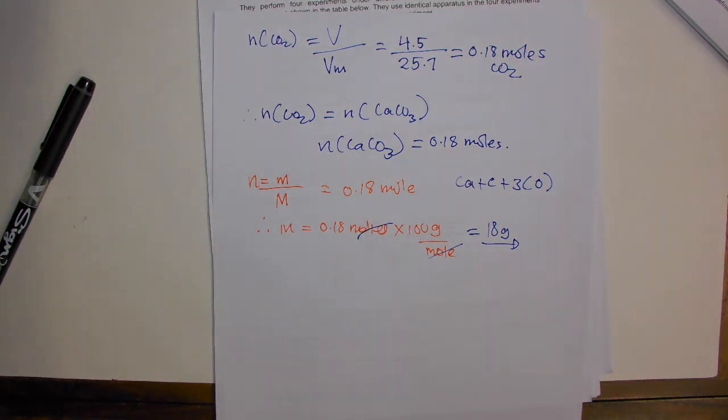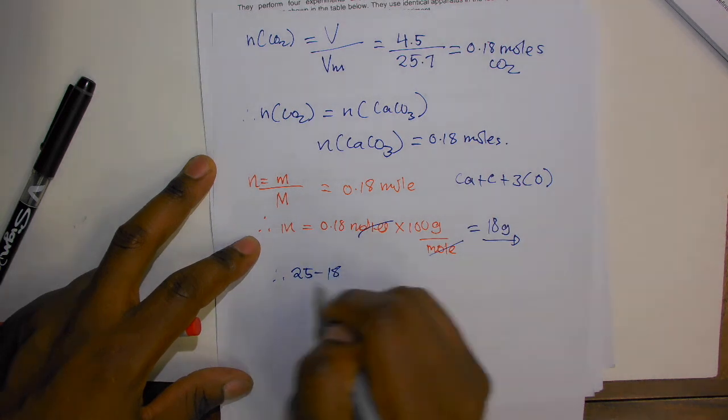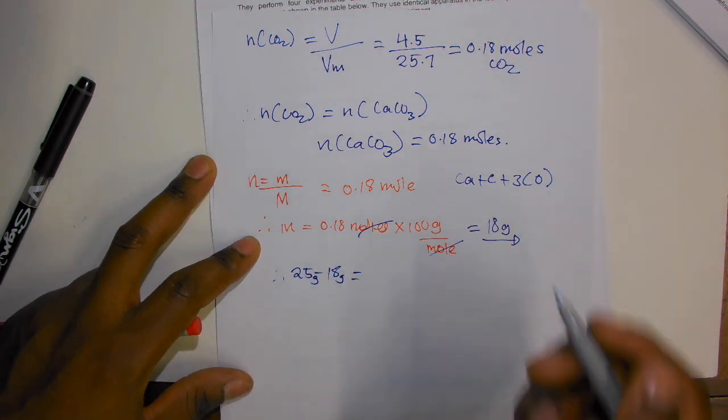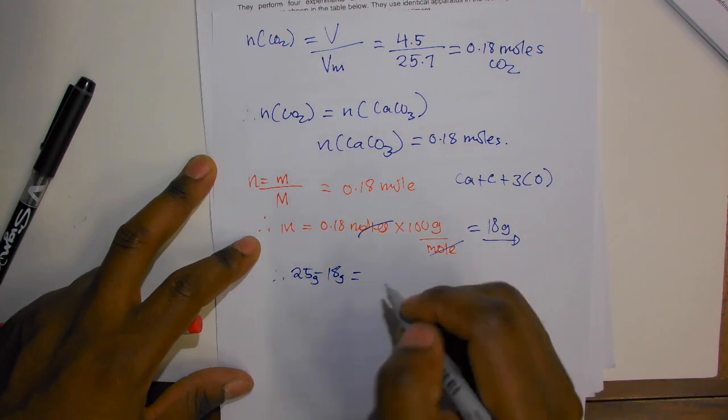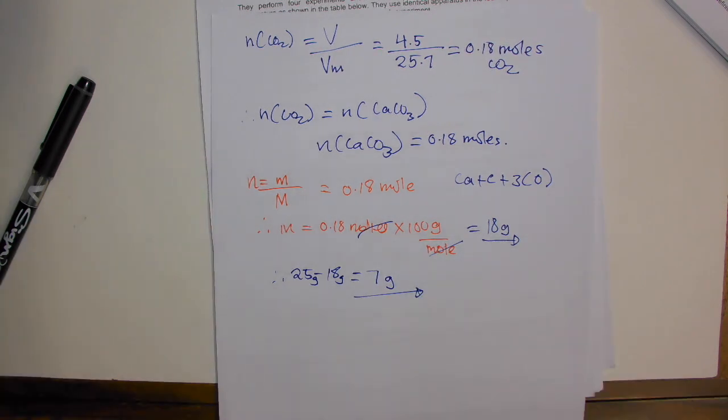What did the question want? The mass of the impure. Is that okay? What was the mass before? Do you guys see that? Now you come back. You say, therefore, it is 25 minus 18 grams. The answer that you get there is equal to 7 grams. Good to go. Use what you don't have to get what you have using a balanced equation.